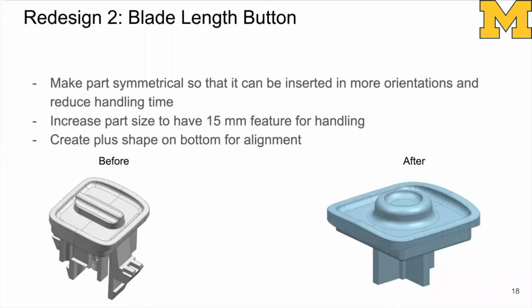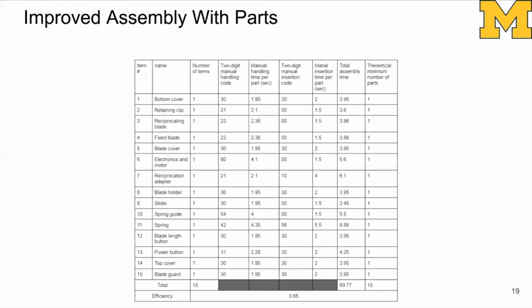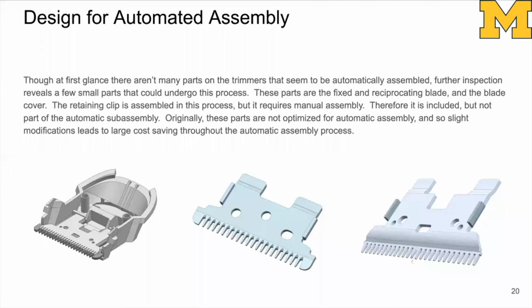The blade length button was not symmetrical before, which made it more difficult to orient when assembling, so this was changed. The part is slightly larger, so it hits that 15 millimeters that's important for handling times. And there's a plus shape on the bottom now, which allows it to line up more easily with the bottom of the case. Here you can see the times have been reduced with our new part changes, and the efficiency is increased by 5%.